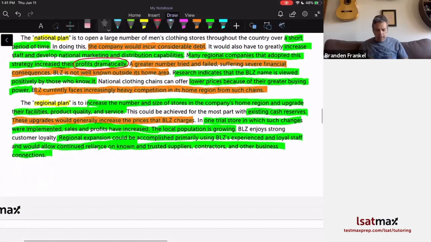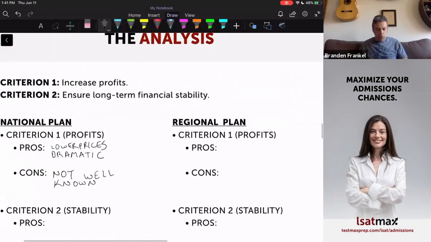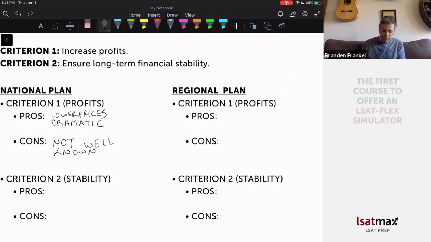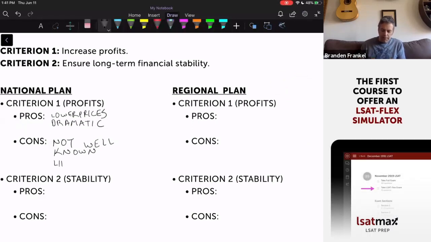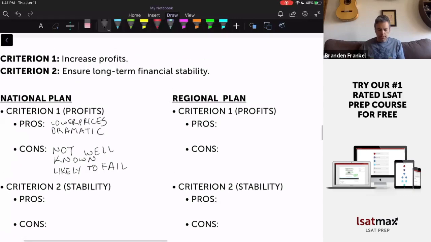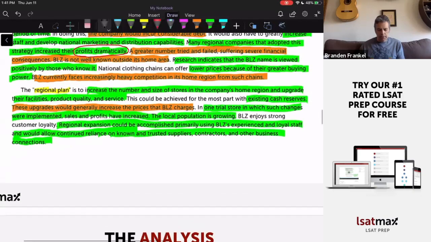I also think that the fact that a greater number of people have tried and failed means this is a very risky situation. So this is likely to fail, at least if history is a guide. So I think that's not great. I think there's more that we could do here, but let's try to get out a few other things here.